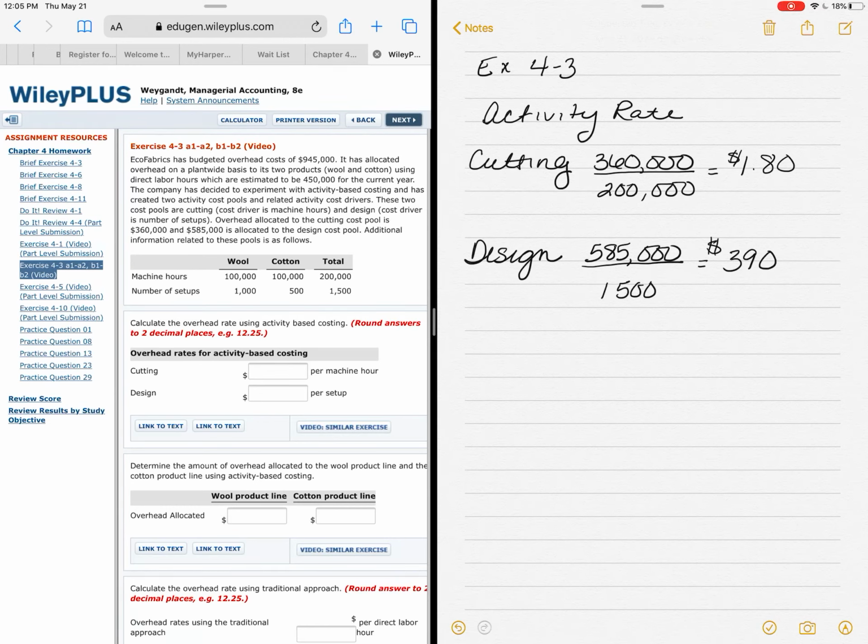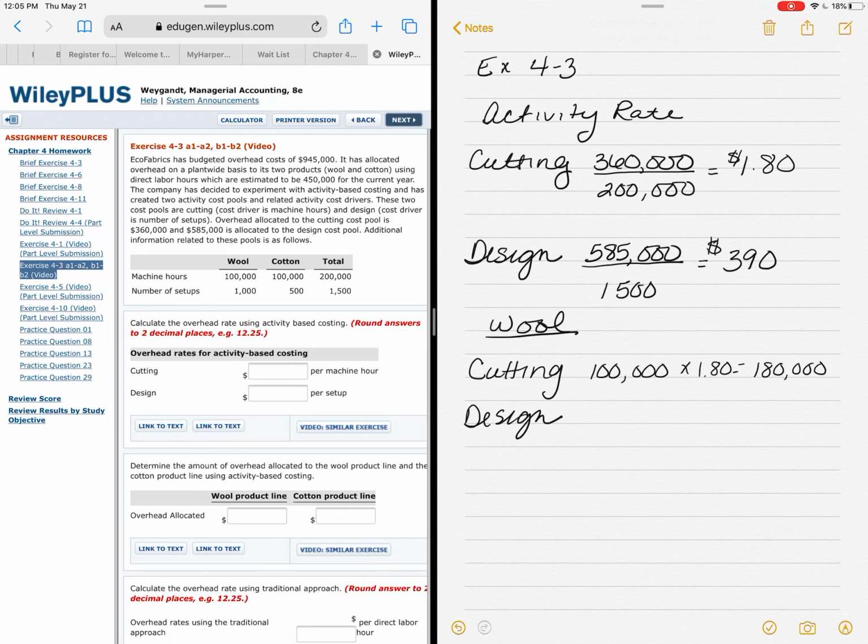The next thing we want to do is apply that to our products. So we have two products here, a wool product line and a cotton product line. So I can then pull out, let's look at the wool one first. We have two different areas that we're looking at, the cutting and the design. Under the wool product, we have 100,000 hours that go into that cutting piece based on machine hour. So we're going to take that and times it by the $1.80, which would give us 180,000.